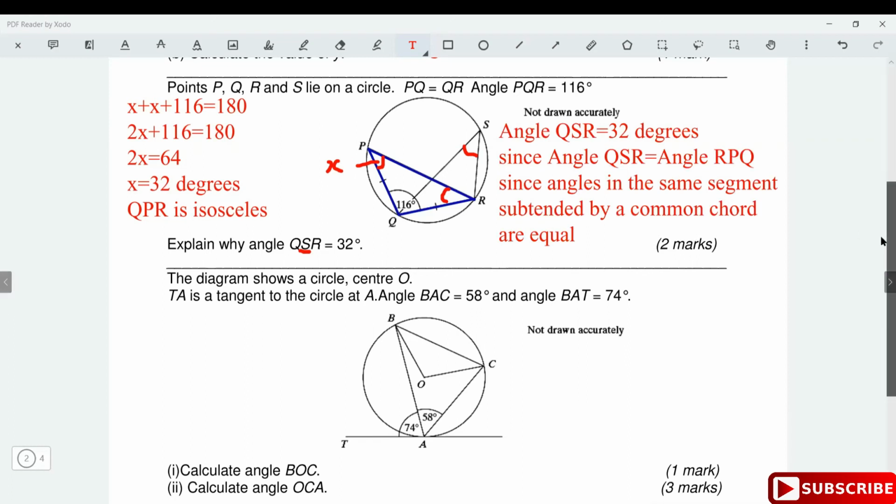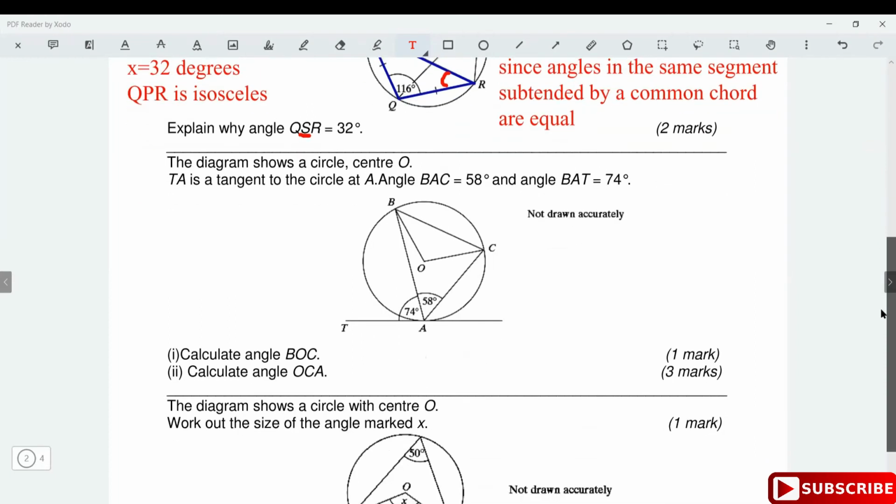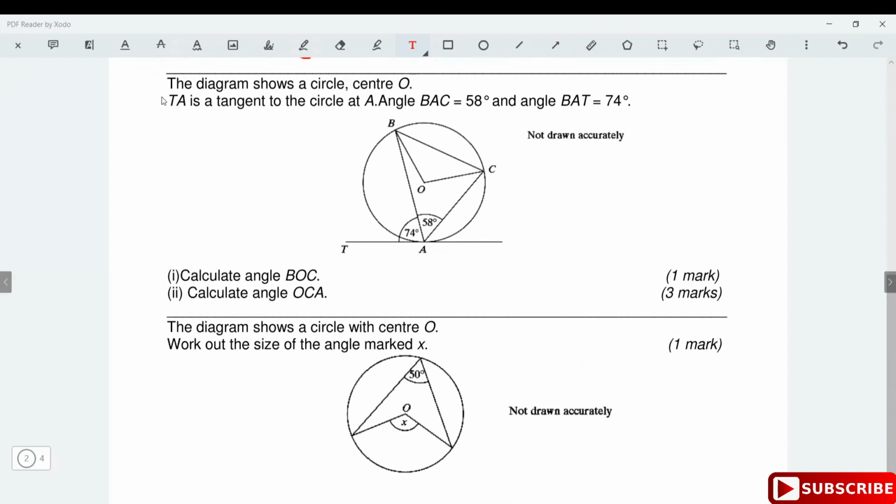All right, nice. Now let's look at this one right here. It says the diagram shows a circle with center O, and the tangent TA to the circle is at A. Angle BAC is 58. Angle BAT is 74. And it says calculate angle BOC. Okay, we need to calculate angle BOC. That is this angle right here.